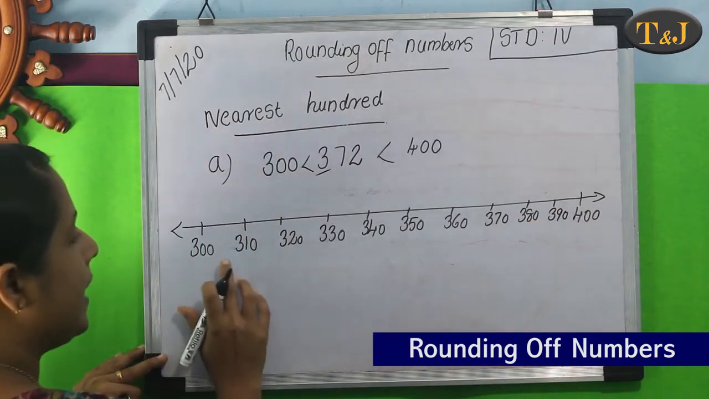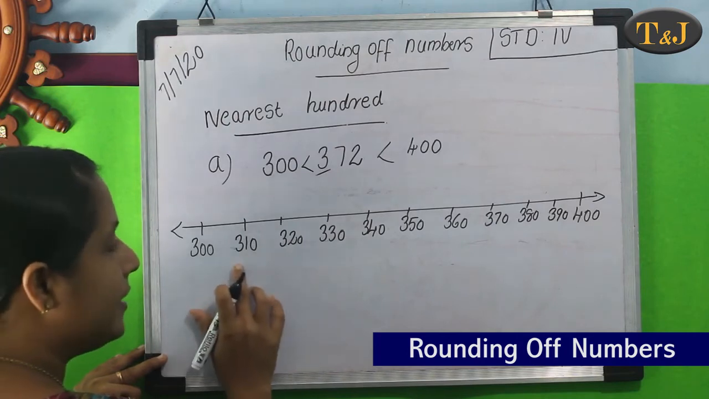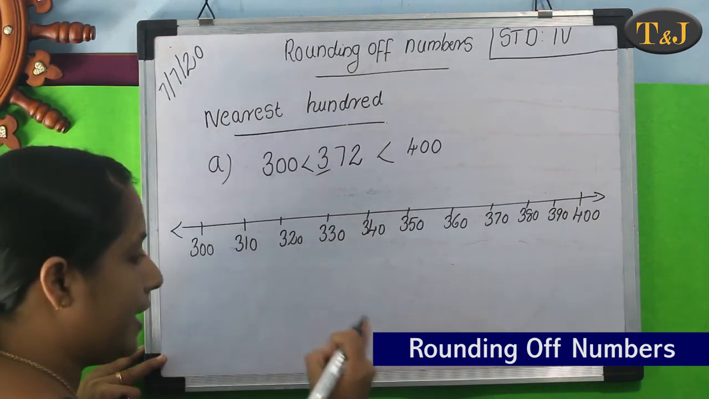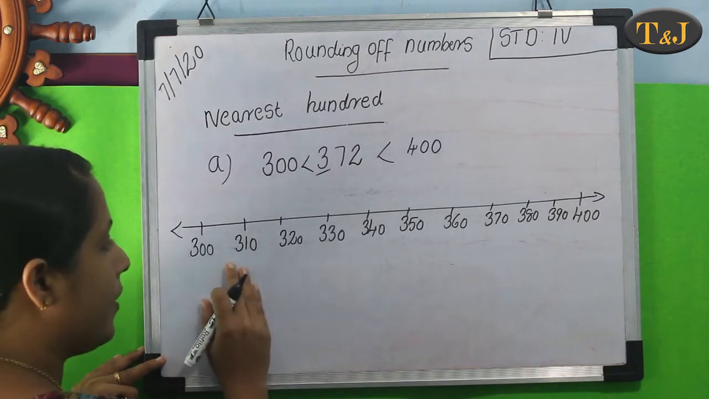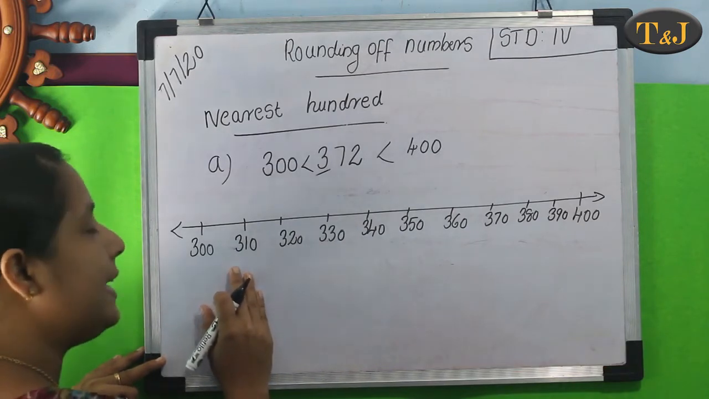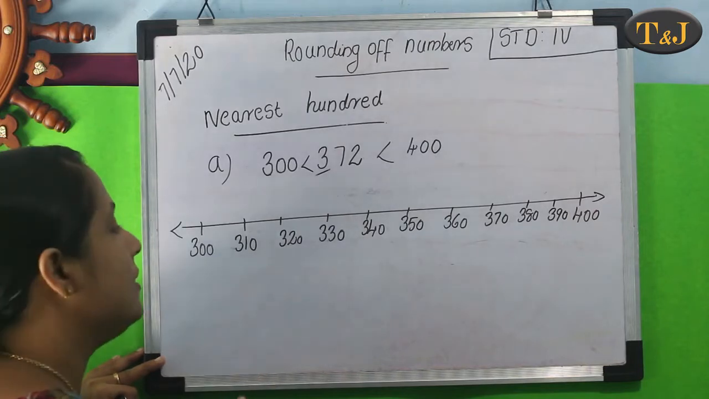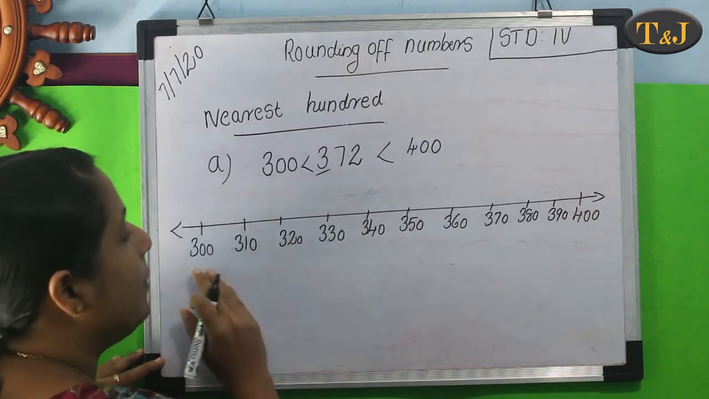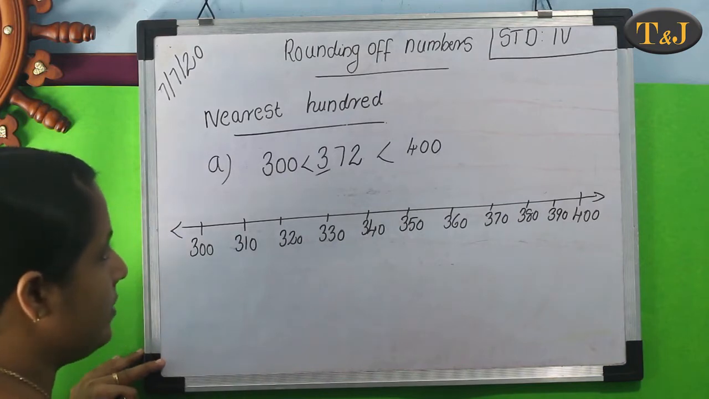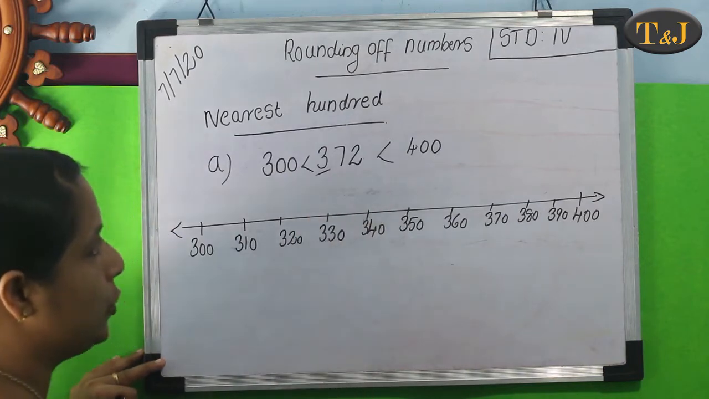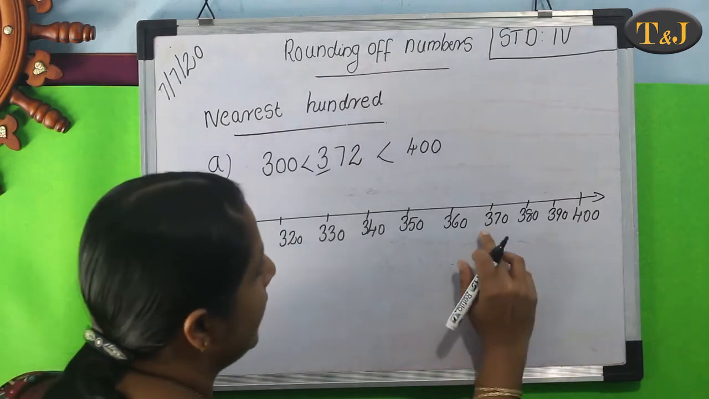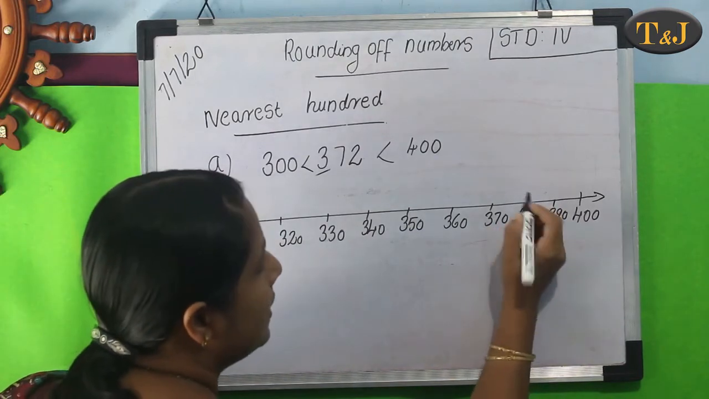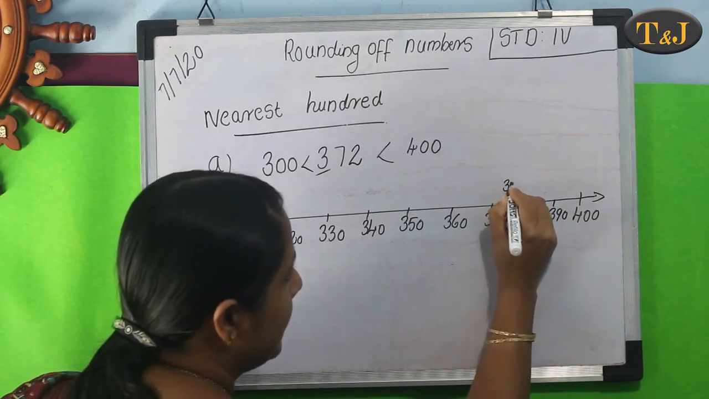In between 300 and 310 there are 10 numbers, that is 300, 301, 302, 303, 304, 305, 306, 307, 308, 309 and last is 310. In between all the numbers there are 10 values. Our number is 372. Where is 372 located? That is in between 370 and 380. Then we just mark 372 here.